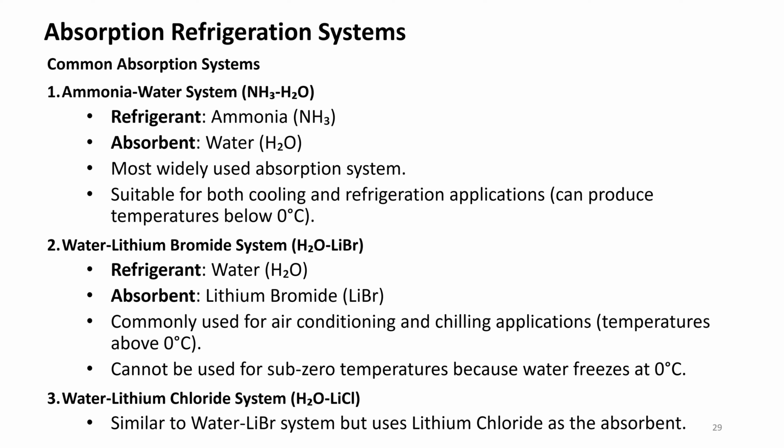So these are the common absorption systems, as we have already discussed. One is the ammonia-water system, which is most commonly used, and it is suitable for both cooling and refrigeration applications. Then the water-lithium bromide system is commonly used for air conditioning and chilling applications. It cannot be used for sub-zero temperatures because water freezes at 0 degrees Celsius. Then the water-lithium chloride system is similar to the water-lithium bromide system but uses lithium chloride as absorbent.